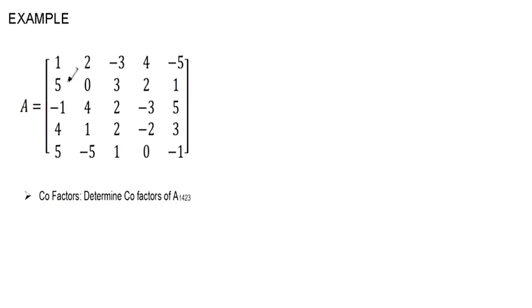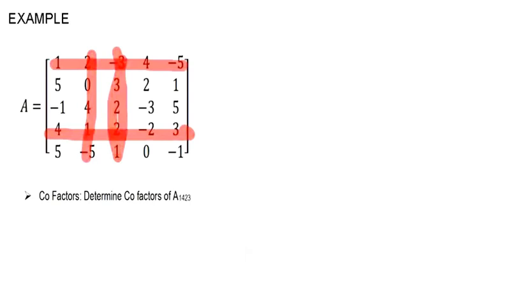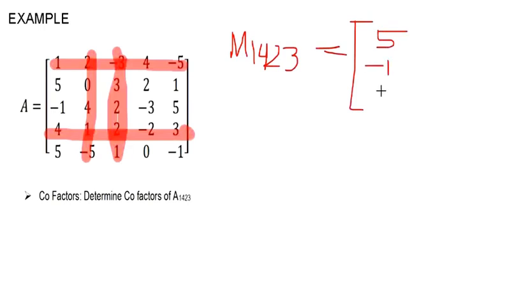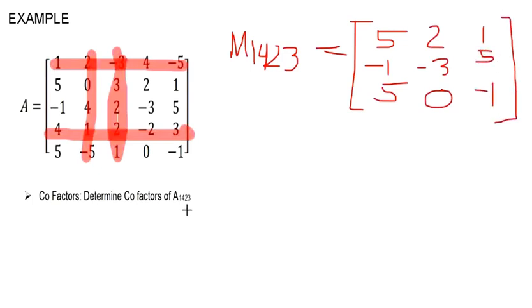So, we have to delete 1, 4, 2, 3. So, yung minor 1, 4, 2, 3 natin is equal to 5, negative 1, 5, 2, negative 3, 0, 1, 5, and negative 1. Yan yung minor 1, 4, 2, 3 natin.